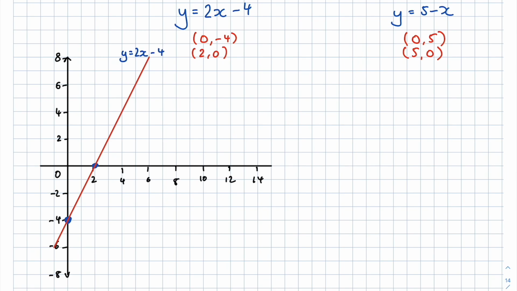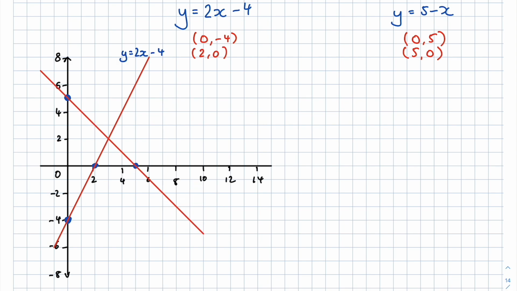Now let's draw on the points for the second line. When x is equal to 0, y is equal to 5, so that's up here. The next point is when x is equal to 5, y is equal to 0, so that's that point there. And again, we're going to do the same thing and draw a line that goes through those 2 points.